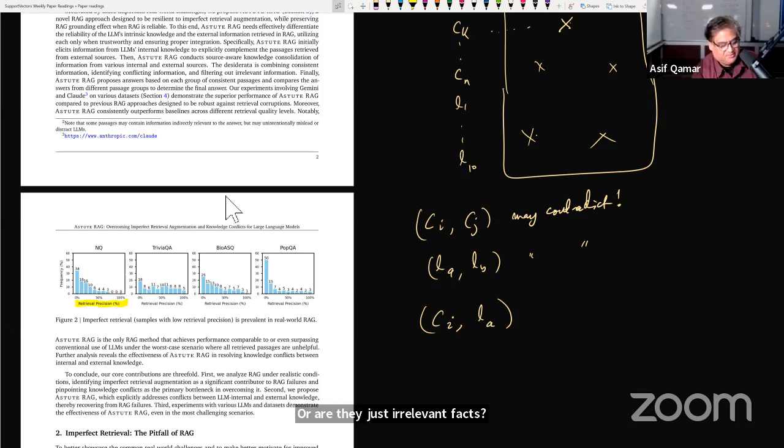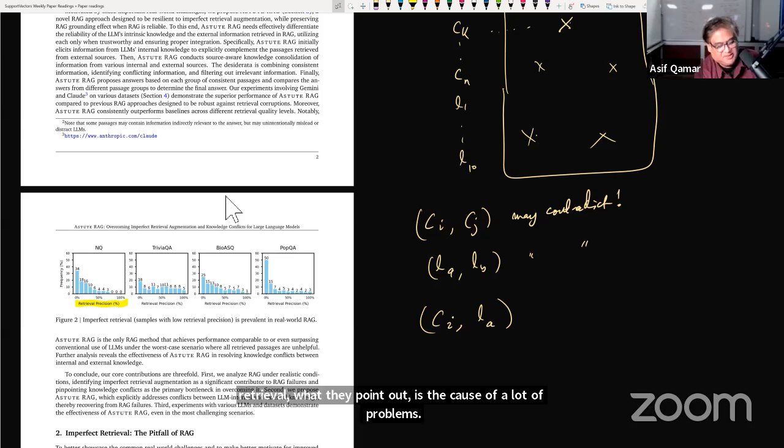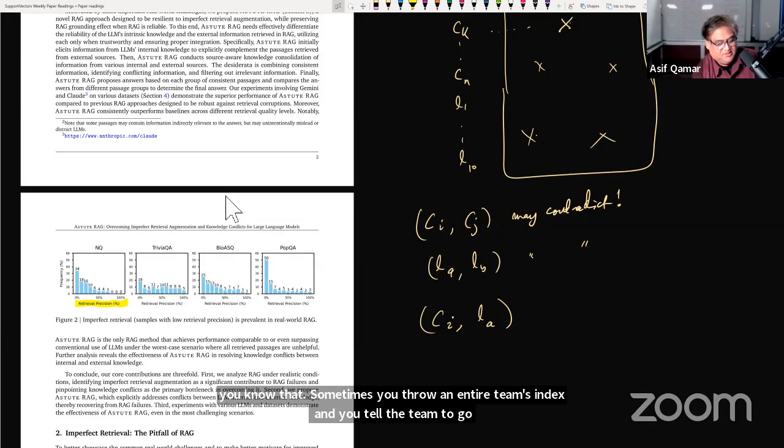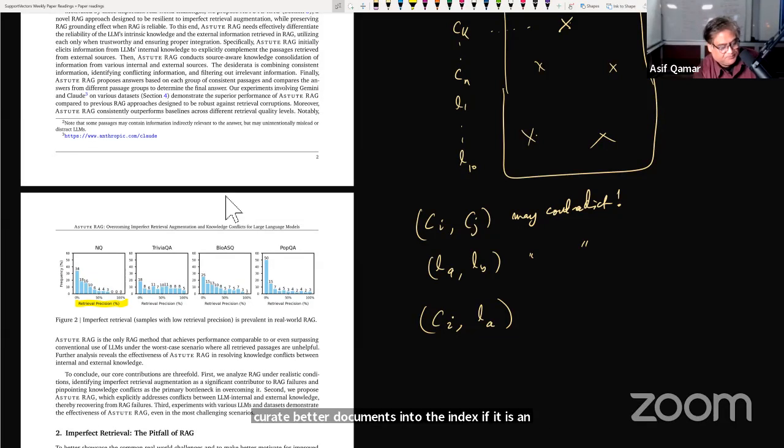It's nothing to do with the LLM itself, but imperfect retrieval, they point out, is the cause of a lot of problems. And obviously, if you have experience in this domain, you know that. Sometimes you throw an entire team's index and you tell the team to go curate better documents into the index, if it is an intranet, if it is within the enterprise. And how often does it happen? Quite often, actually.